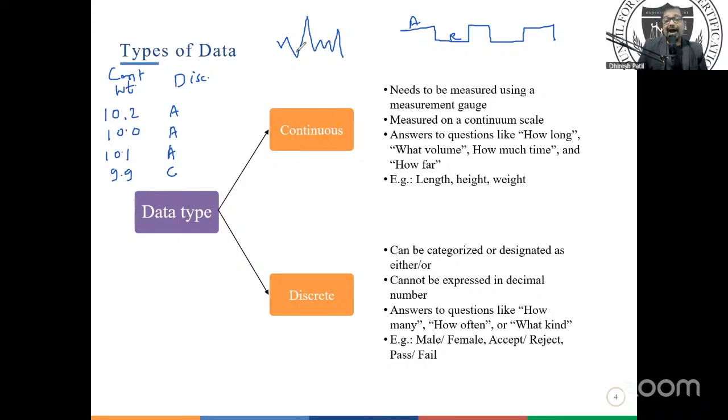But here I can see whether my trend is going up or going down. Okay, what is the variation? I will make a histogram, I will make a control chart, I will make a process capability. Everything can be done very easily with the help of continuous data. So always, whenever there is discrete data, try to convert that into continuous data.